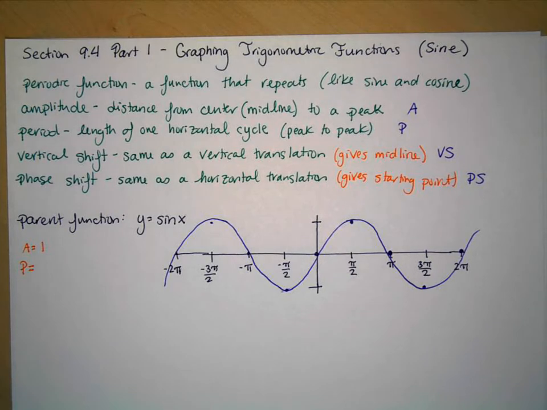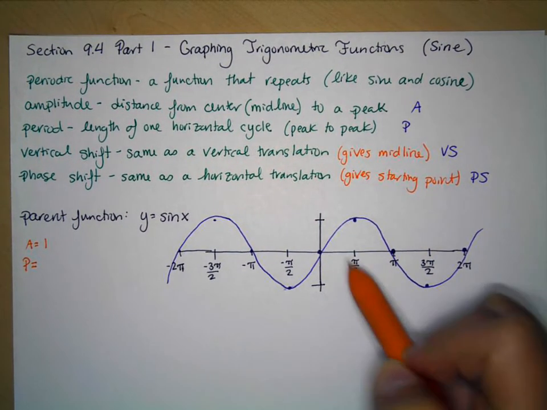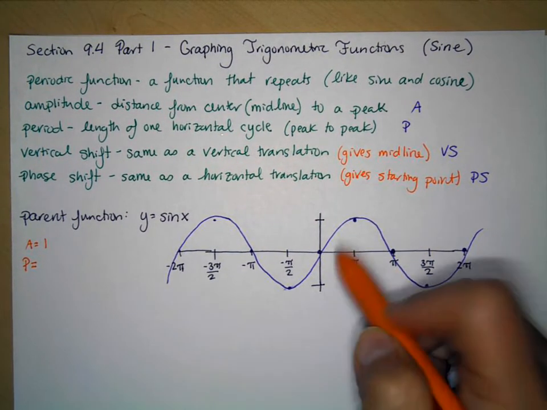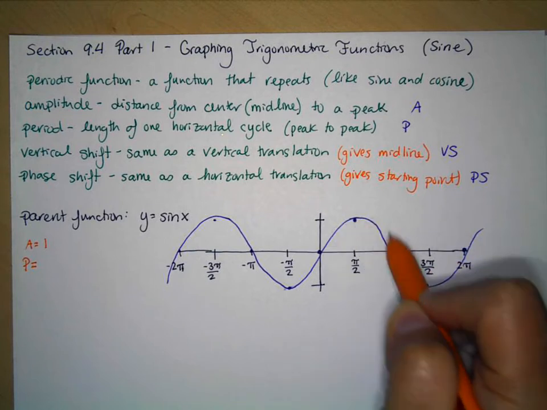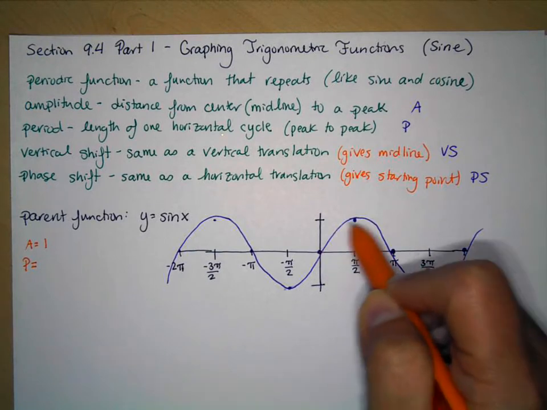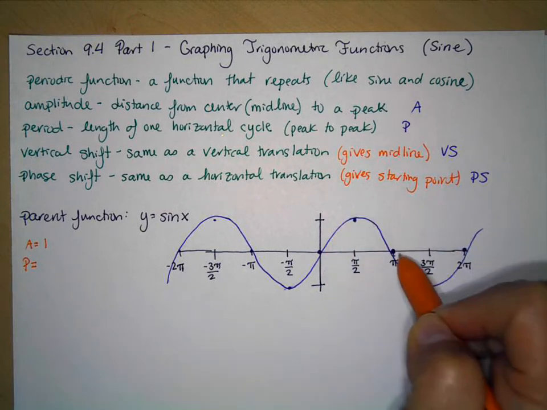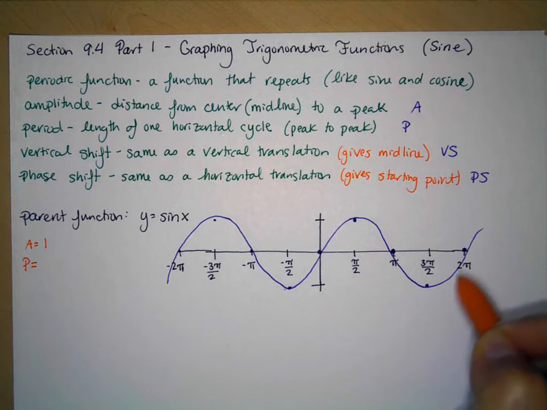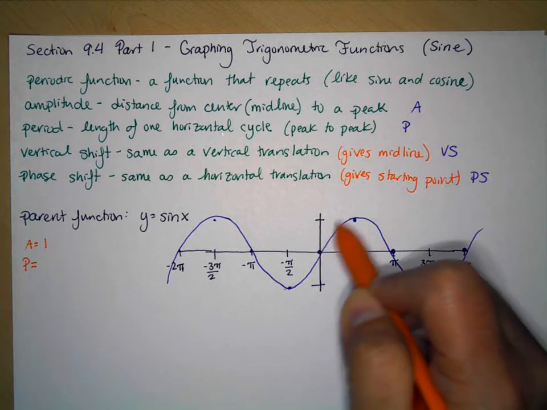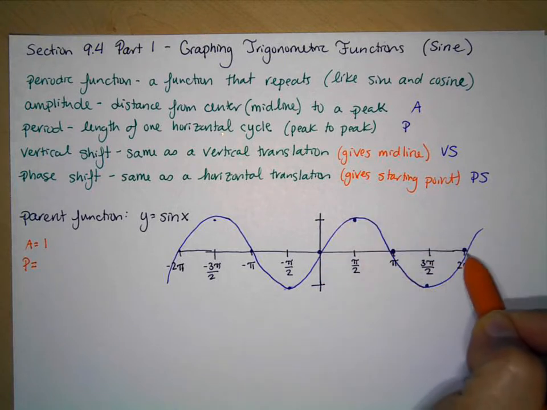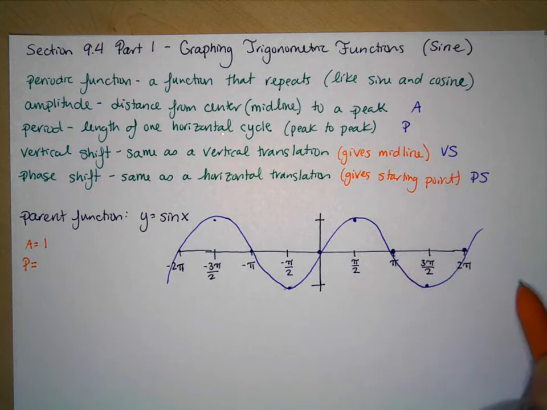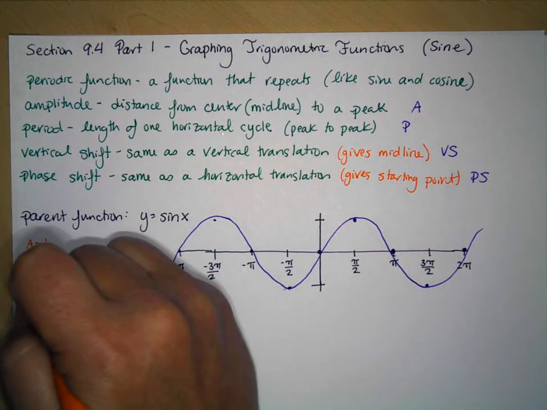The period, the length of one cycle. Now be careful because it's tempting to say that it might just be pi, but here, all we have is from the middle to the maximum back to the middle. We haven't included this whole piece here. So from here to here is 1 complete cycle. So that's a period of 2 pi.